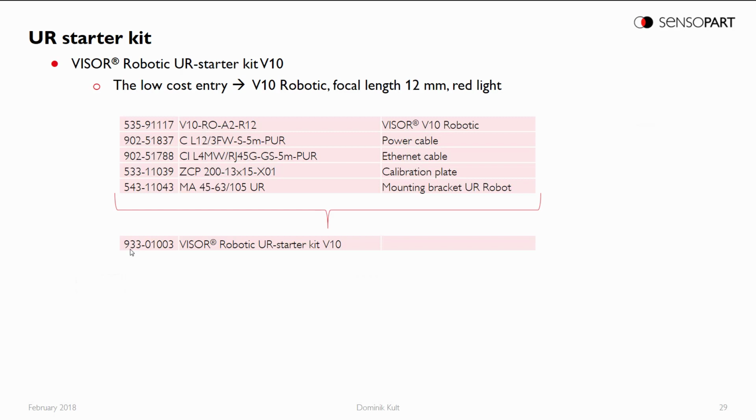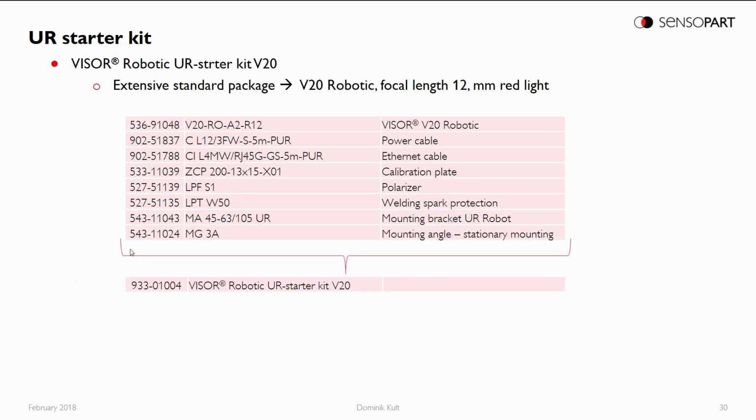Maybe he needs a higher resolution. For that we can offer the standard package, as I will call it, with a V20 Robotic device. Additionally, we have the polarizer filter included to get much better results on shiny plastic surfaces. You see now we have 8 components in one kit.